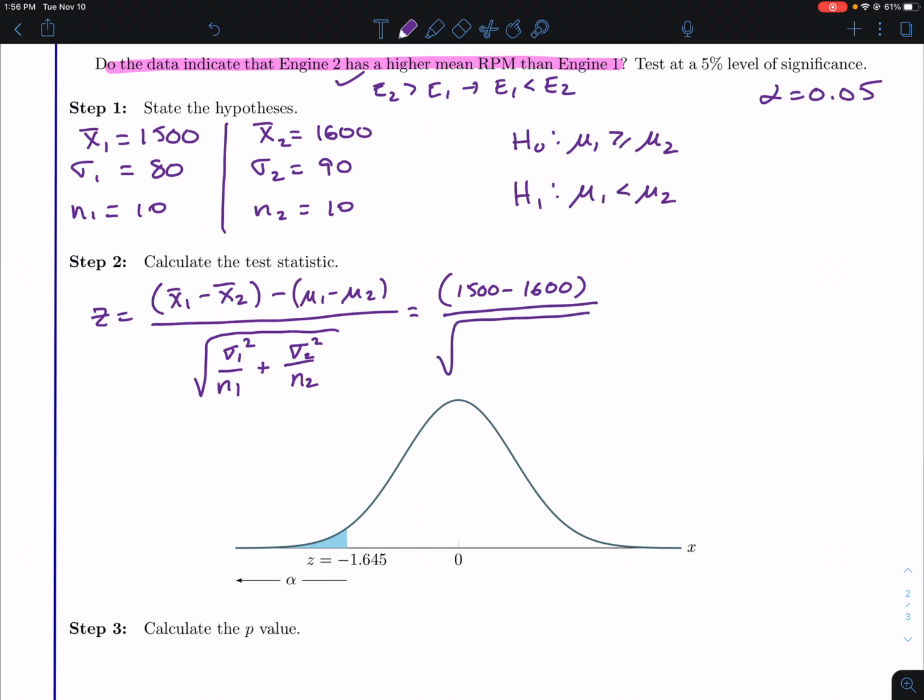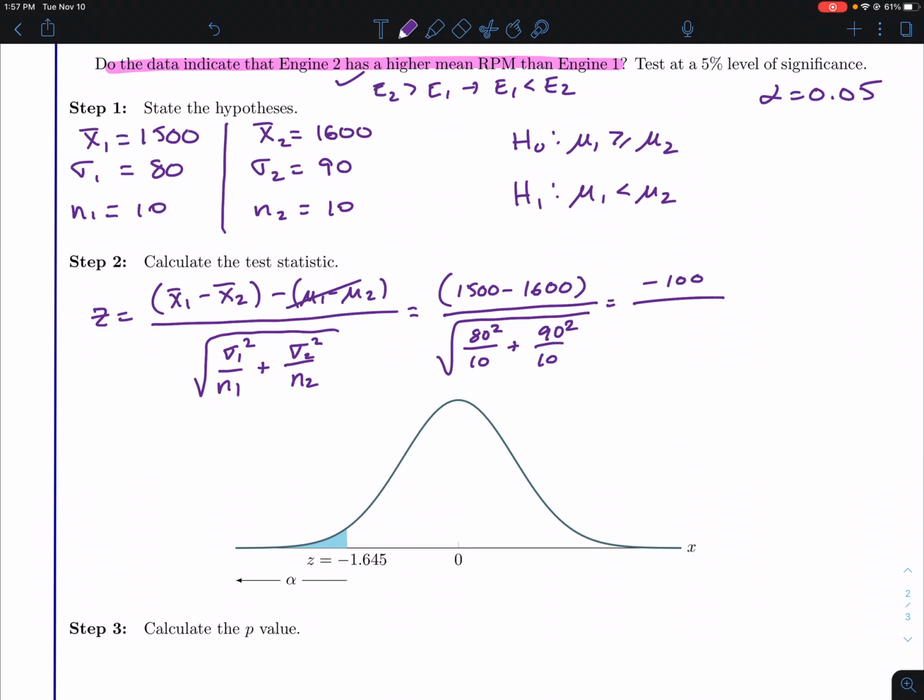And then all divided by our 80 squared over 10 plus our 90 squared over 10. Now in this case, notice we don't actually know what the mu1s and the mu2s are or anything like that. So in this case, we're kind of treating them as they cancel out. And so we're really just going to have x1 minus x2 as our top number, and then these standard deviations down at the very bottom in this case. So what we get is, on the top, we get negative 100.